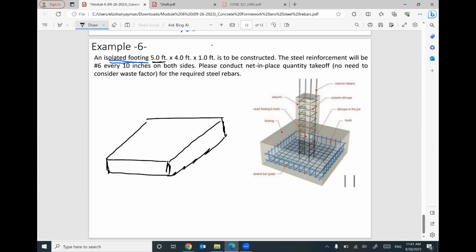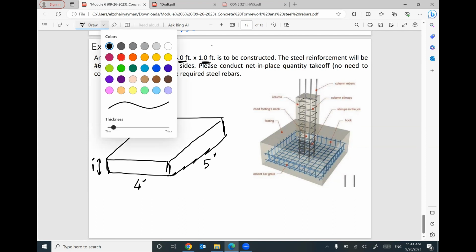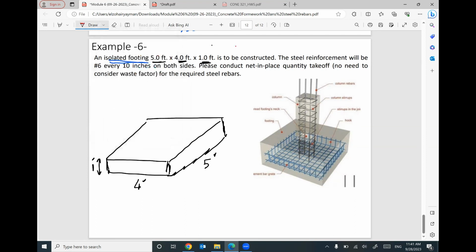The given dimensions are the dimensions for the concrete. We have 5 feet, this length, 4 feet, this length, and 1 foot, this thickness. Keep in your mind, the steel reinforcement for the footing looks like this. I will construct a steel rebar in this dimension with a little leg here and a little leg here. Your steel rebar will look like this.